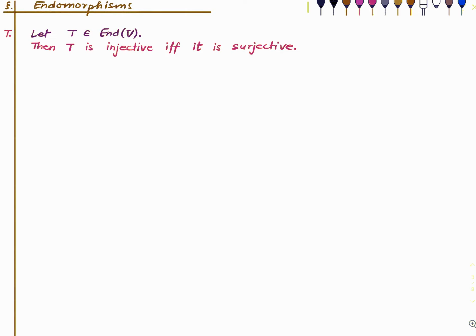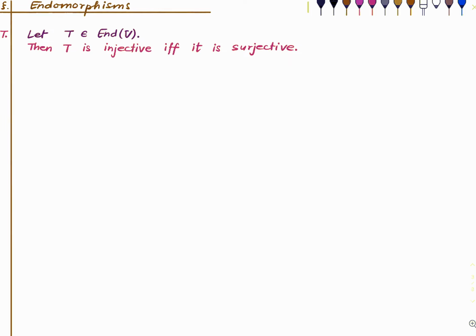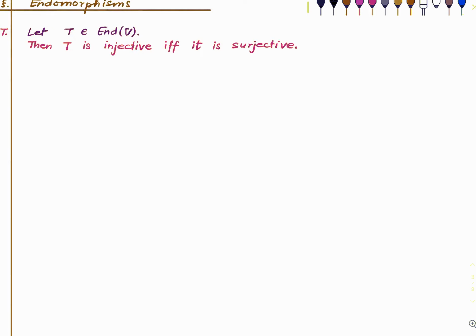Our first application is about endomorphisms. Suppose we have an endomorphism T on a finite dimensional vector space V, then it is injective if and only if it is surjective. This is very interesting because in general an injective function may not be surjective, but in the context of linear algebra it turns out that injective functions are the same as surjective functions, where of course we are assuming it's a self map. It's a linear map from V to itself, and this is the statement.